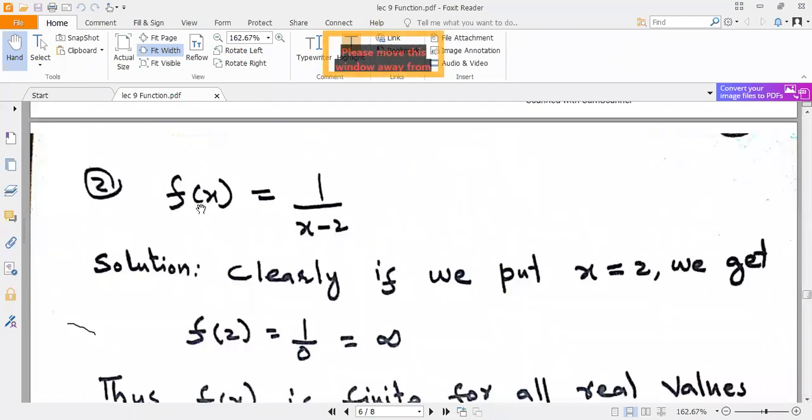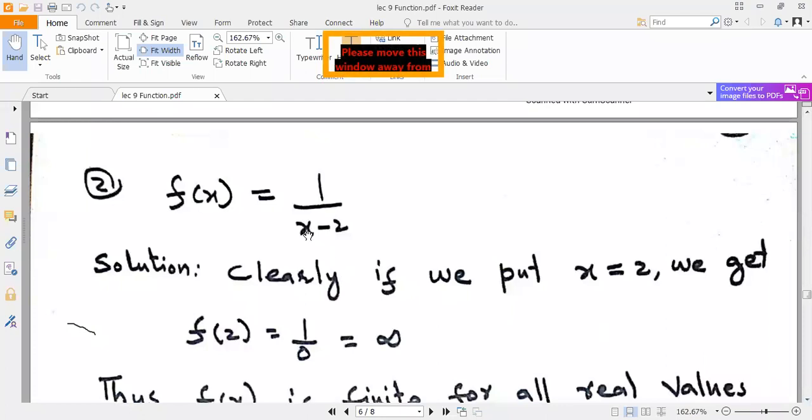Now you check f of x equals 1 upon x minus 2. If you put x equal to 2, then what do we get? f of 2 is 2 minus 2, which is 0. 1 upon 0 is infinity. It means x equal to 2 is not in the domain of this function, because at x equal to 2 the function is infinity. According to the definition of domain, those values of x at which the function is infinity are not in the domain of the function. It means 2 is not in the domain of the function.